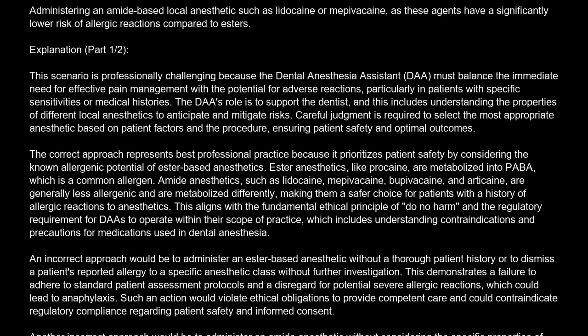The correct answer is B. Administering an amide-based local anesthetic such as lidocaine or mepivacaine, as these agents have a significantly lower risk of allergic reactions compared to esters. Explanation.